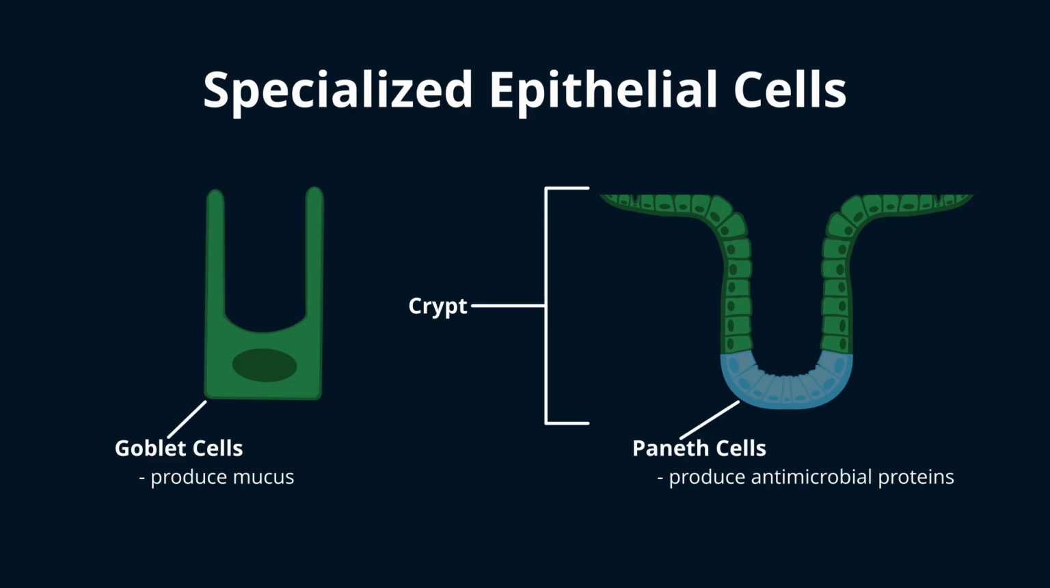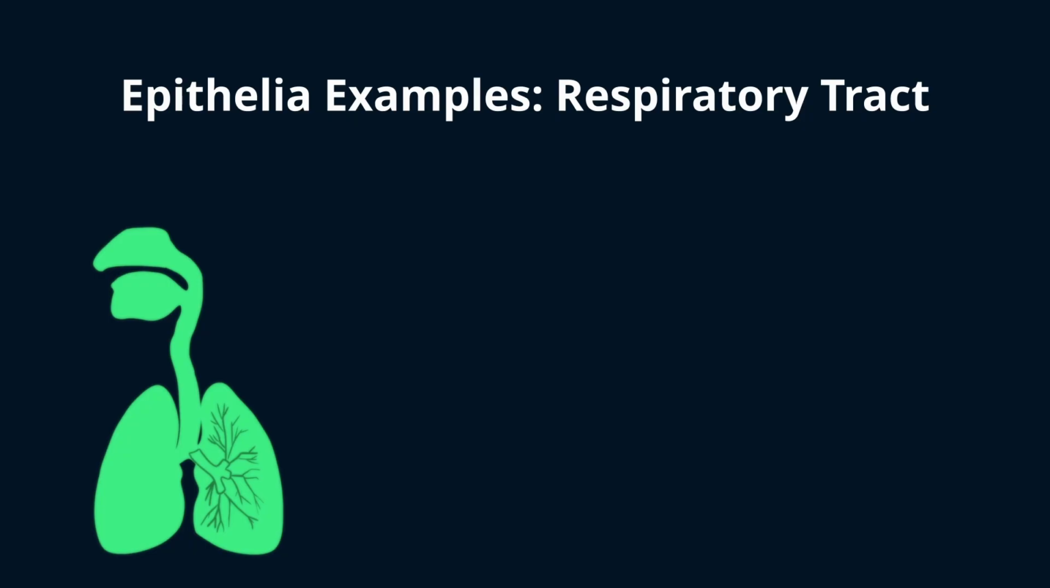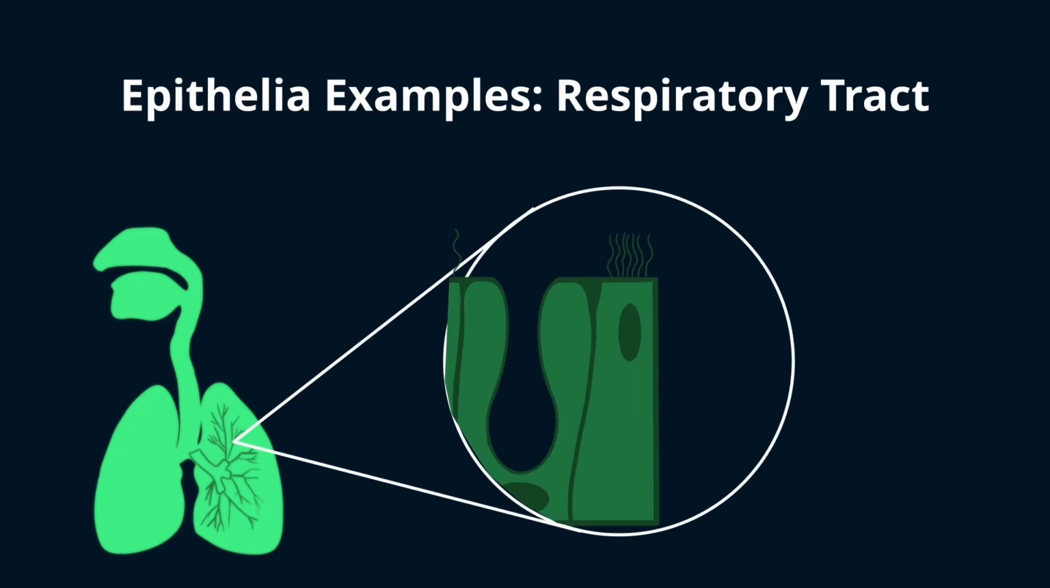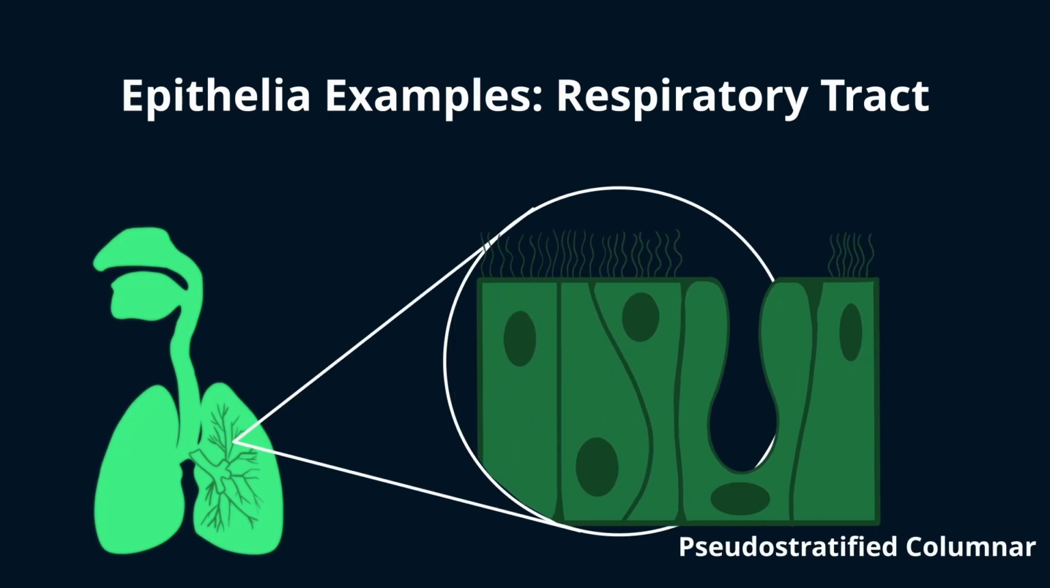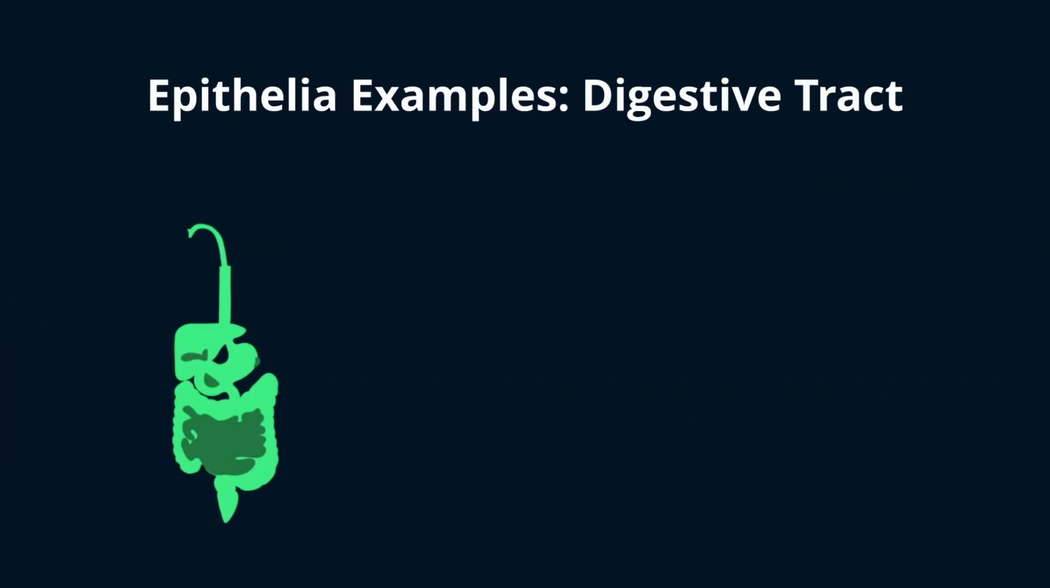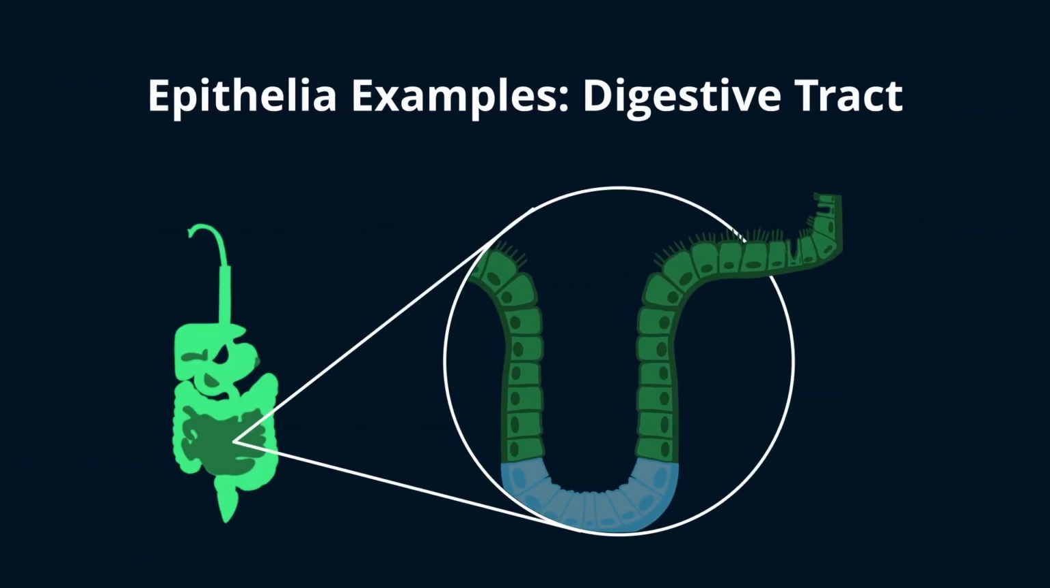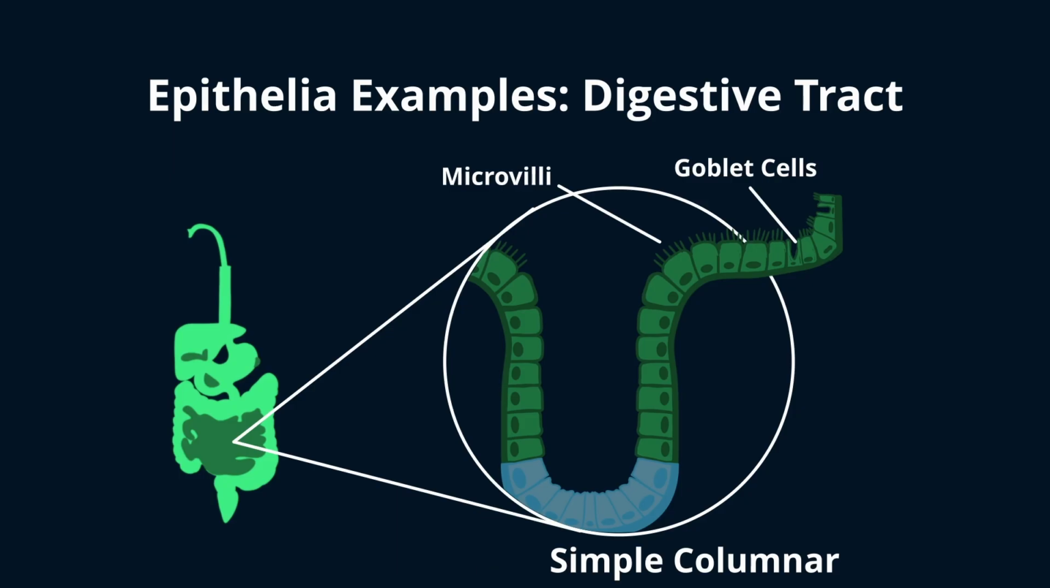areas of your body. For example, if we look at the epithelia of the respiratory tract, we find a pseudostratified columnar epithelium that contains goblet cells for mucus production and cilia to trap substances and expel them from the airways. Alternatively, if we look at the epithelia of the digestive tract, we can see a simple columnar epithelium, which have goblet cells to produce mucus, microvilli to aid in nutrient absorption, and Paneth cells to produce antimicrobial proteins to fight bacteria and maintain your microbiome.